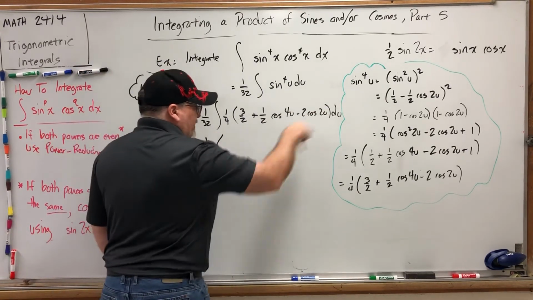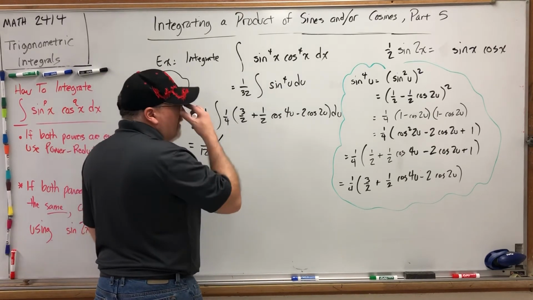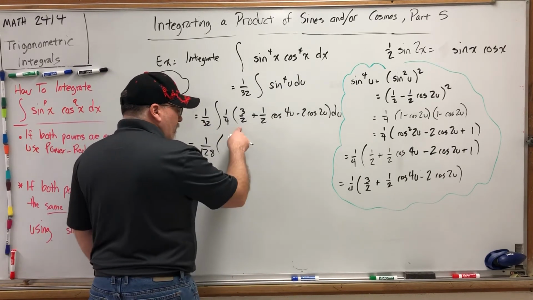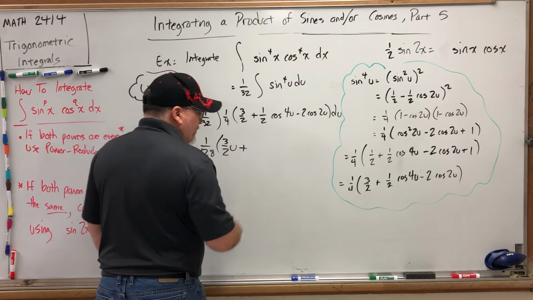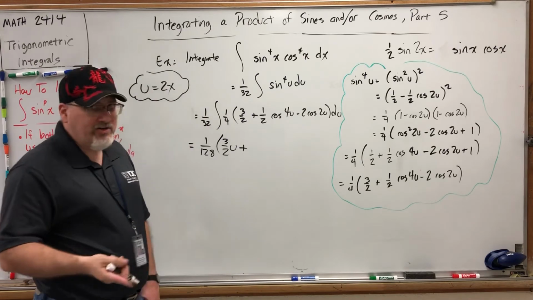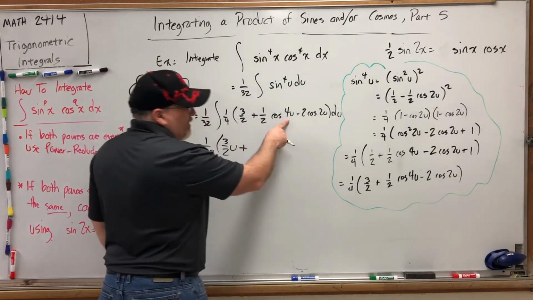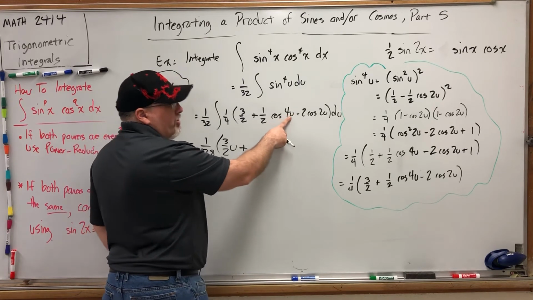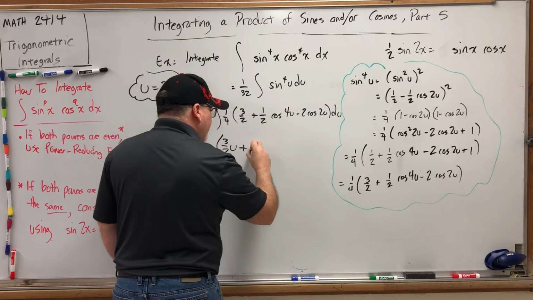And now let's integrate each of these things with respect to u. We'll undo the substitution in a moment. The integral of 3/2 du is 3/2 u, plus integral of cosine is sine, so we don't change the plus, it stays a plus. But when we integrate this, because if we did a substitution here, the derivative of the inside would be 4, we would balance it with the 1/4 to get 1/8.